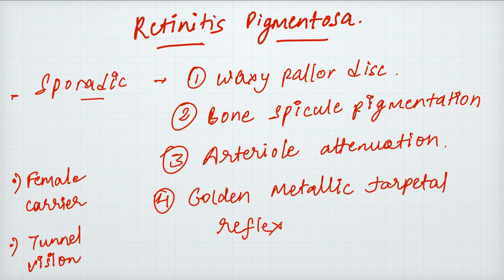Now retinitis pigmentosa. The points to remember: sporadic, waxy pallor disc and bone spicule pigmentation are seen, arteriolar attenuation, and golden metallic tapetal reflex. These 4 points are very important and you have to remember all of them because they ask exclusion and accept type of questions. Also two more points to remember: it has a female carrier and it has tunnel vision. So this is very important in retinitis pigmentosa.